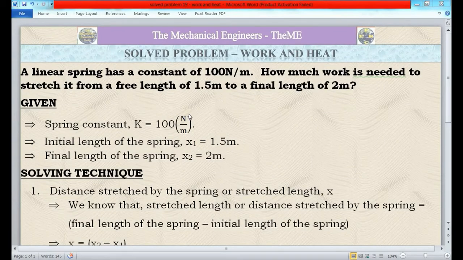Today's topic is thermodynamics. In thermodynamics, I'll be explaining a solved problem from the chapter Work and Heat.